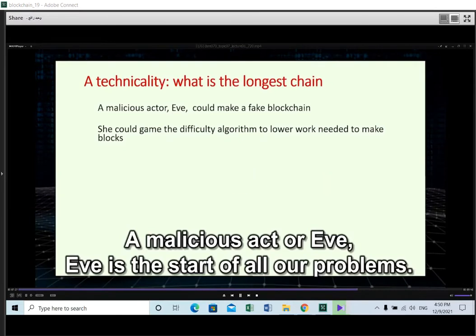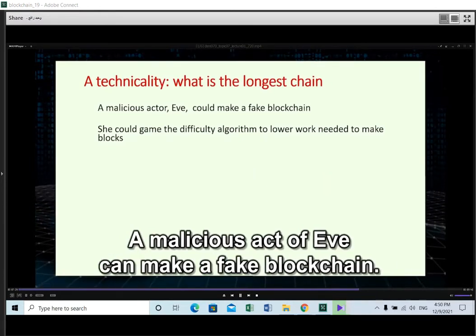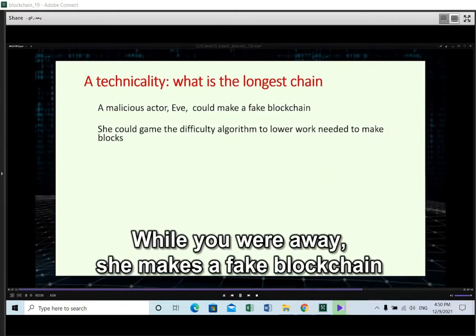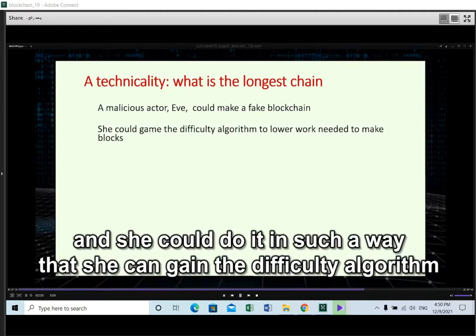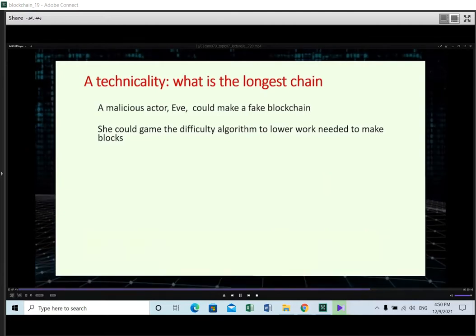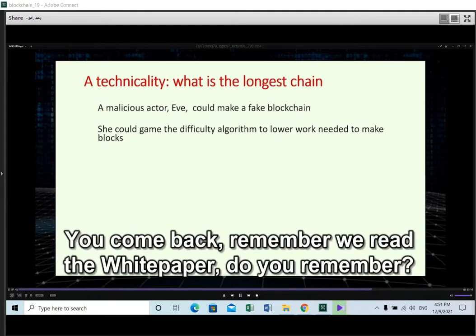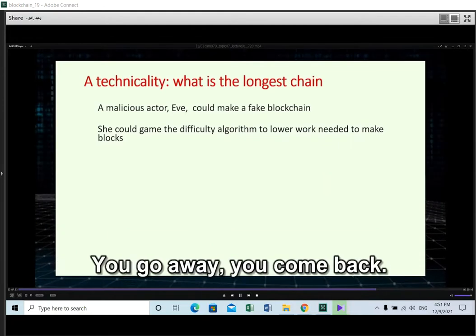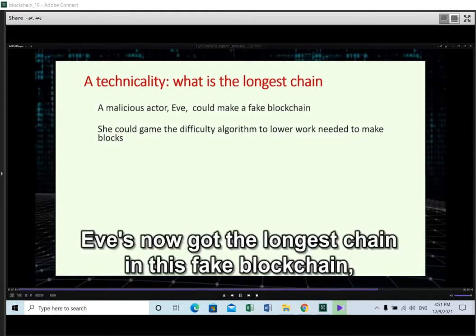A malicious actor, Eve, can make a fake blockchain, right? While you're away, she makes a fake blockchain, and she could do it in such a way that she can game the difficulty algorithm to make it easy for her to make a lot of blocks, okay? And then she's got the longest chain. You go away, you come back, and Eve now has the longest chain in this fake blockchain.